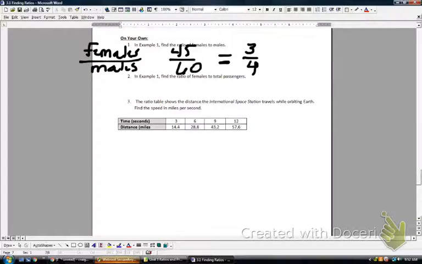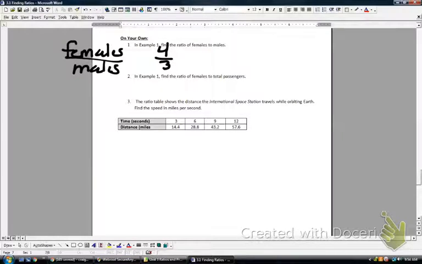So in the first example on your own, it says find the ratio of females to males. Notice I made what I call my little cheat sheet. So I'm supposed to find females to males. Females are on top and the males are on bottom. From that first example, females were 45 and then males were 6, I have that backwards. Alright, so I had mine backwards, but females to males is 4 to 3. And notice how I made my little cheat sheet, so I know which goes on top. Females goes on top, and then males goes on bottom, so 4 to 3.